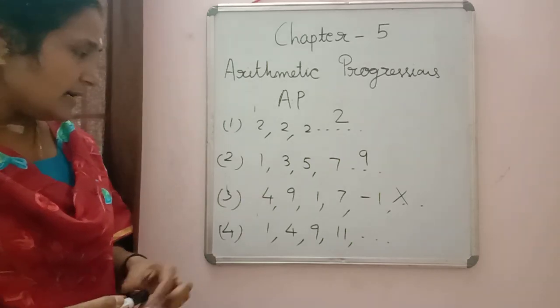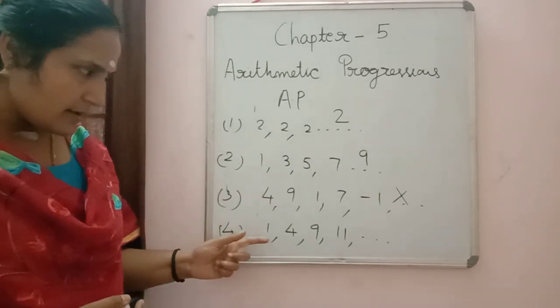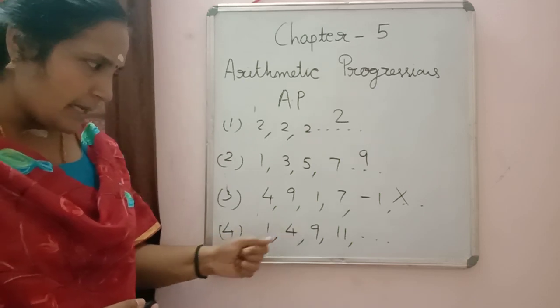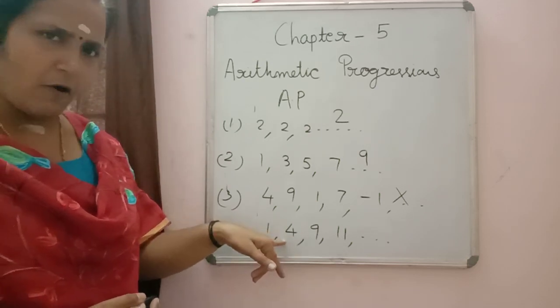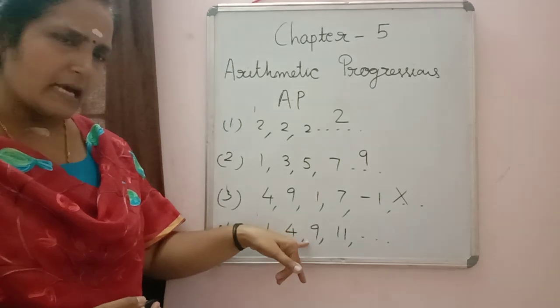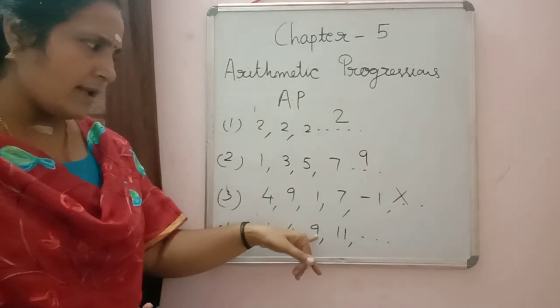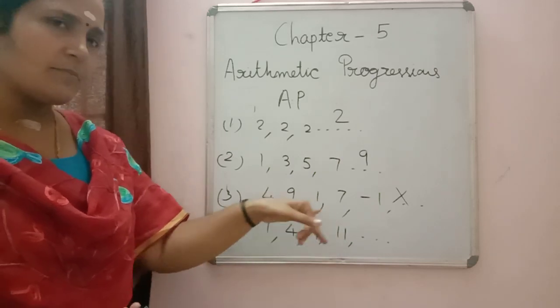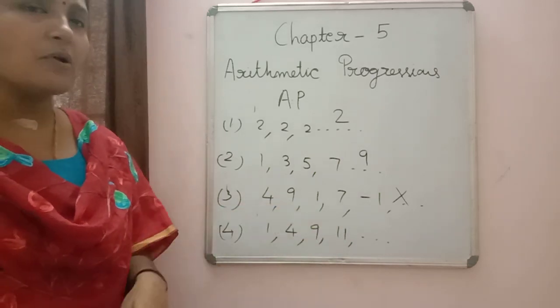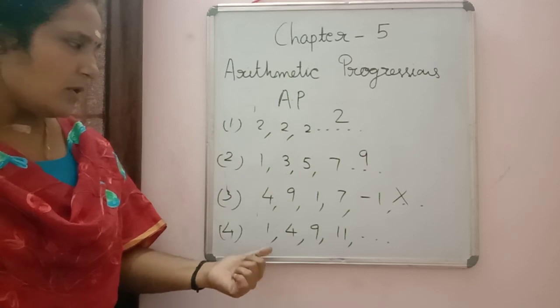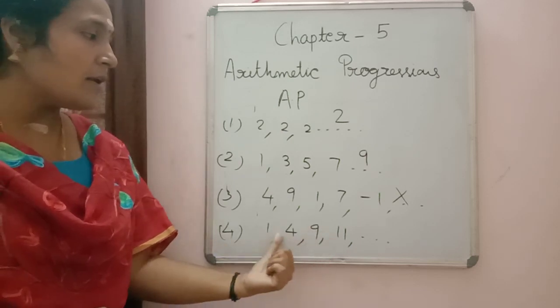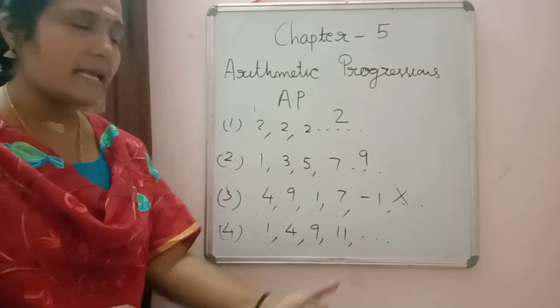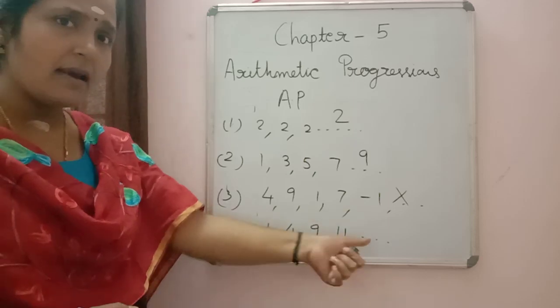Now we are moving to the next example: 1, 4, 9. 1 plus 3 is 4. 4 plus 5 is 9. But again, 9 plus 7 should be the next according to the rule, but here the rule is broken. 9 plus 2 is only 11. So here also they do not follow a particular rule, so that we can say the next number will be this or that.